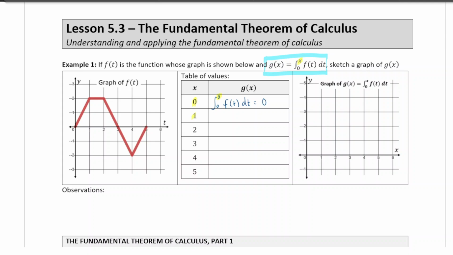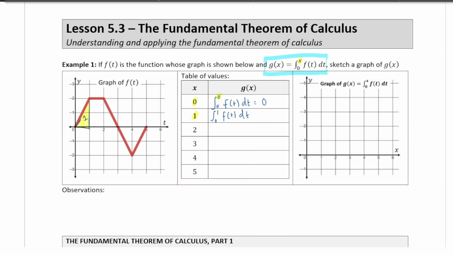Okay, next we're going to do x equals 1. So we're going to do the area from 0 to 1 of f of t dt. On the graph, what that would look like is this area right here, and that is a triangle. We know the formula for the area of a triangle: base times height divided by 2, or half times base times height. So that would be 1 times 2 divided by 2. So the area of that would be 1.